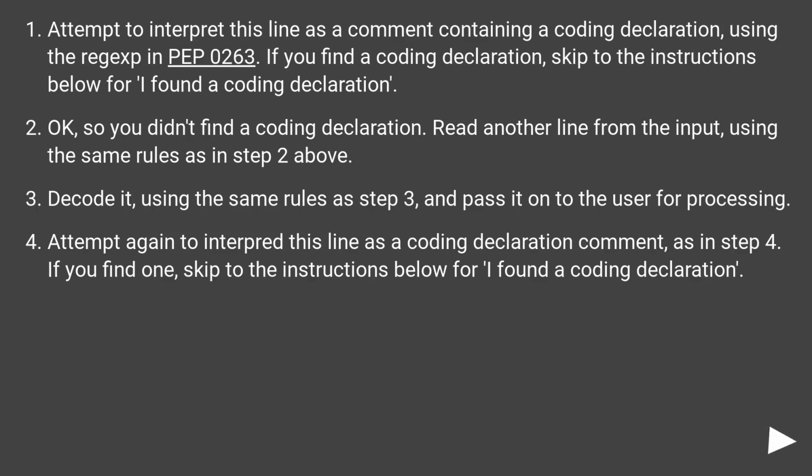Read another line from the input, using the same rules as in step 2 above, decode it using the same rules as step 3, and pass it on to the user for processing. Attempt again to interpret this line as a coding declaration comment, as in step 4. If you find one, skip to the instructions below for "I found a coding declaration."